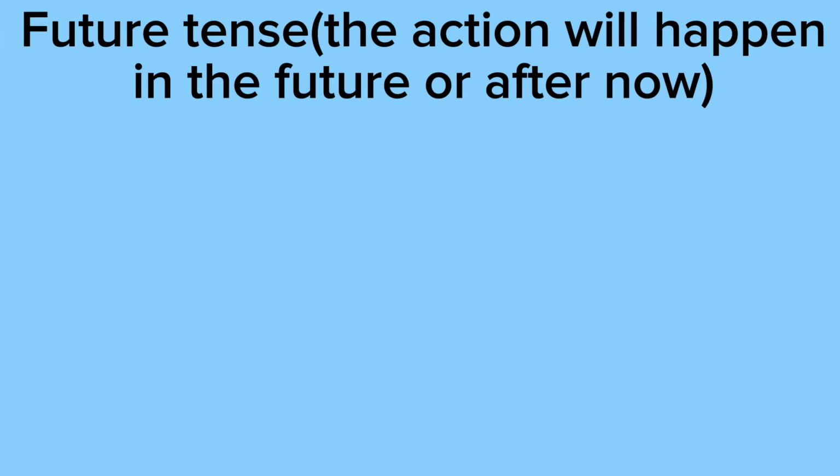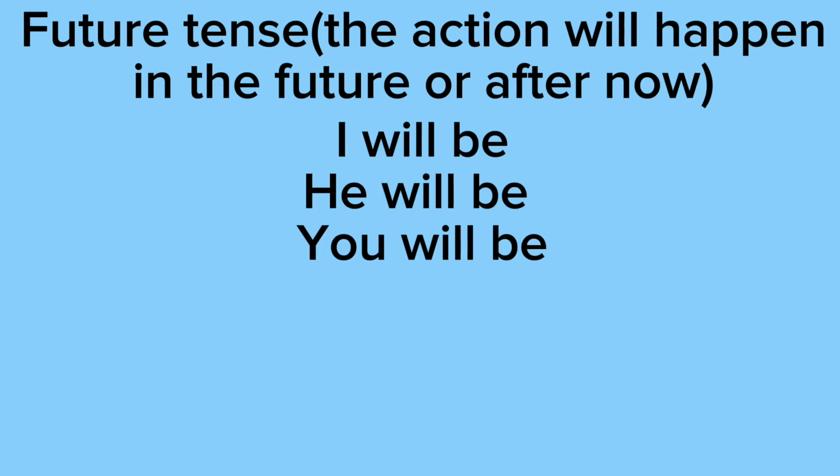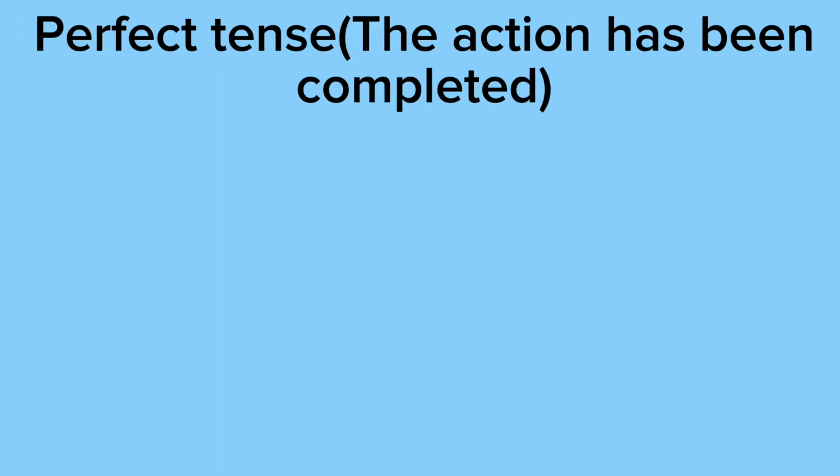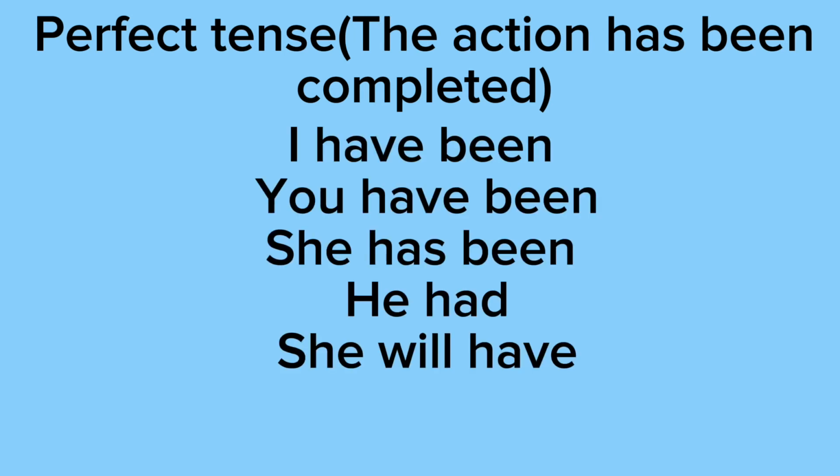Future tense means the action will happen in the future or after now. I will be, he will be, you will be. Perfect tense means the action has been completed. I have been, you have been, she has been, he had, she will have.